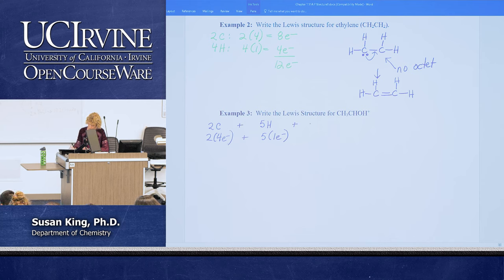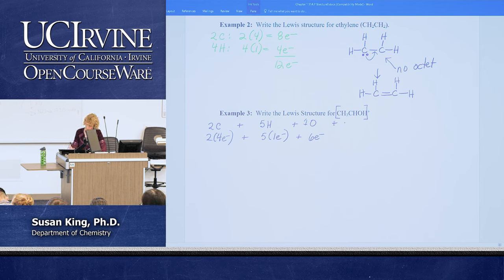We have 1 oxygen. That's 6 electrons. We have a positive charge. Technically this should be drawn with that positive charge outside the bracket, because that positive charge is not going to be on hydrogen. So that should be drawn outside the brackets.